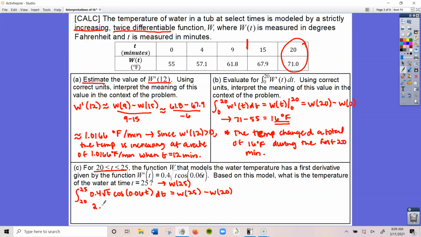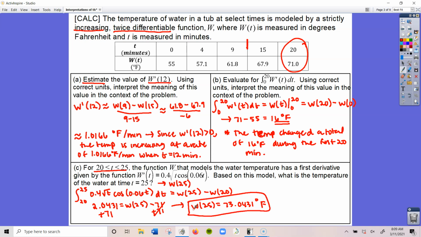So 2.0431 is going to equal to W of 25 minus 71. So to solve for W of 25, we would just add the 71. So W of 25 is going to equal to 73.0431 degrees Fahrenheit. Always remember to include your units. And that would be my final answer. Let's look at another calculator question.